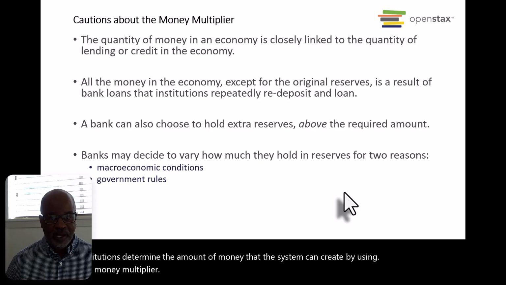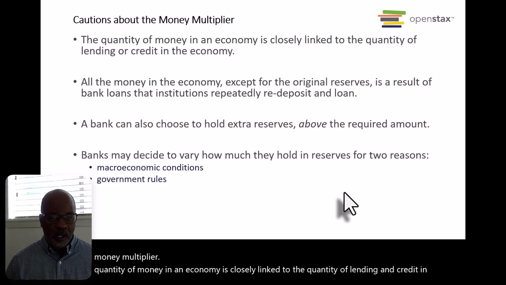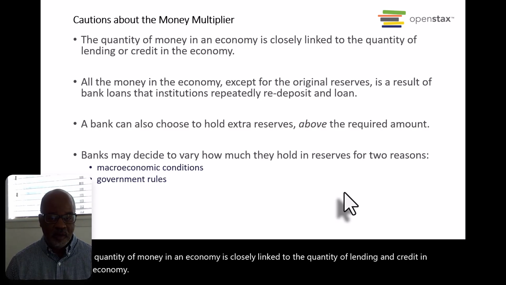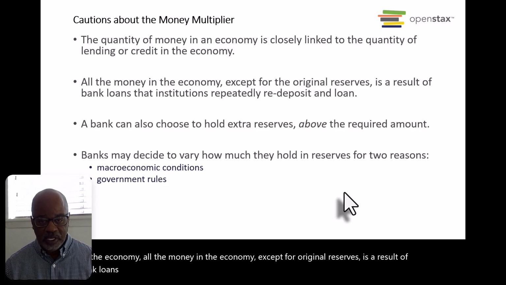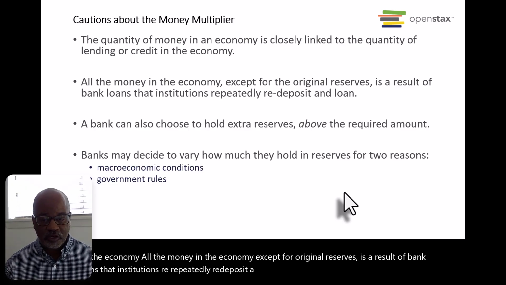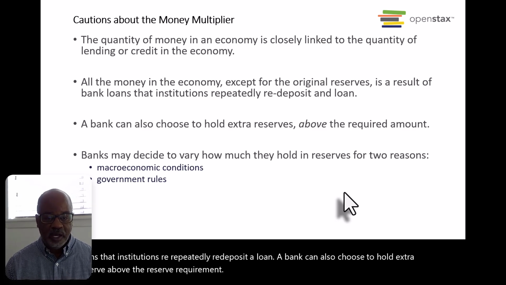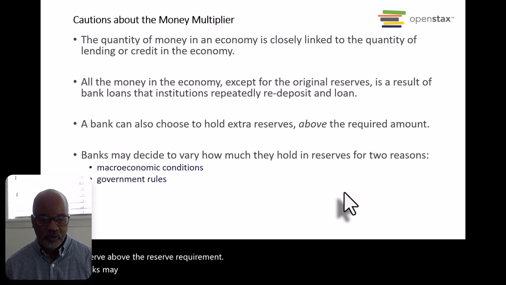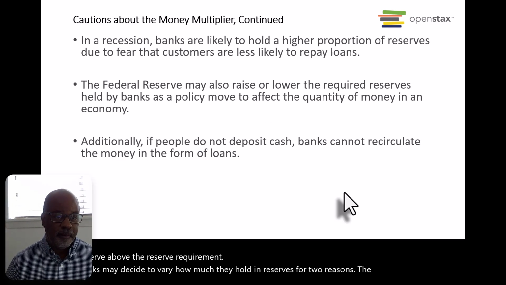The quantity of money in an economy is closely linked to the quantity of lending and credit in the economy. All the money in the economy except for original reserves is a result of bank loans that institutions repeatedly redeposit and loan. A bank can also choose to hold extra reserves above the reserve requirement. Banks may decide to vary how much they hold in reserves for two reasons: the economy or government rules.